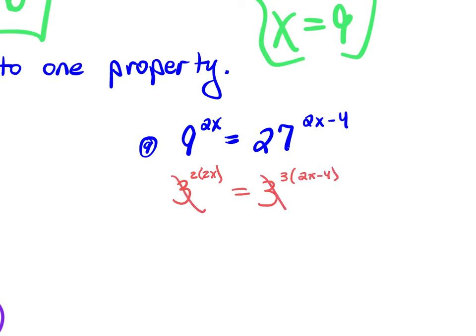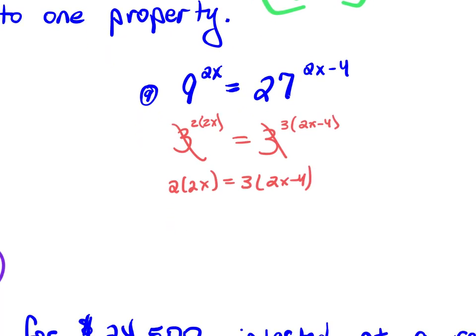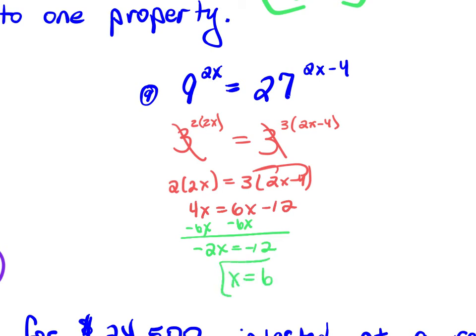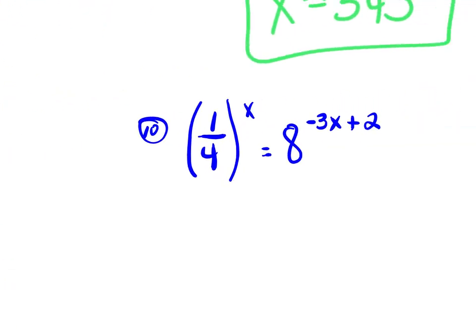Now that the bases are the same, bring your exponents down. So you have 2 times 2x equals 3 times 2x minus 4. 2 times 2x is 4x equals, distribute this, and I get 6x minus 12. X's to one side, numbers to the other, so I'm going to subtract 6x from both sides. I get negative 2x equals negative 12, so x equals 6. And again, plug it back in, it'll make your equation true.